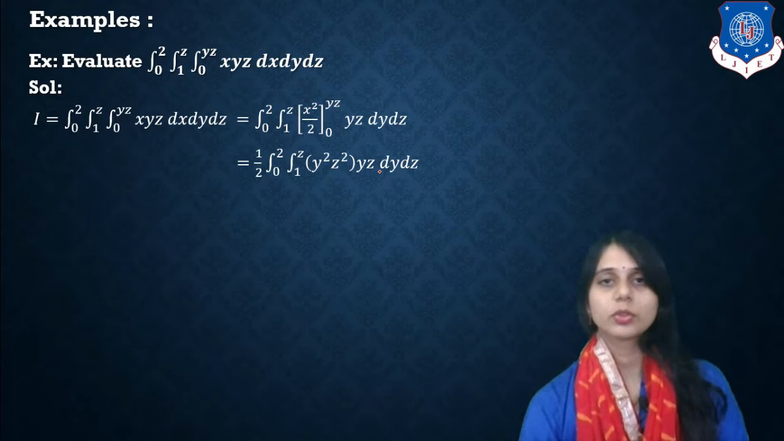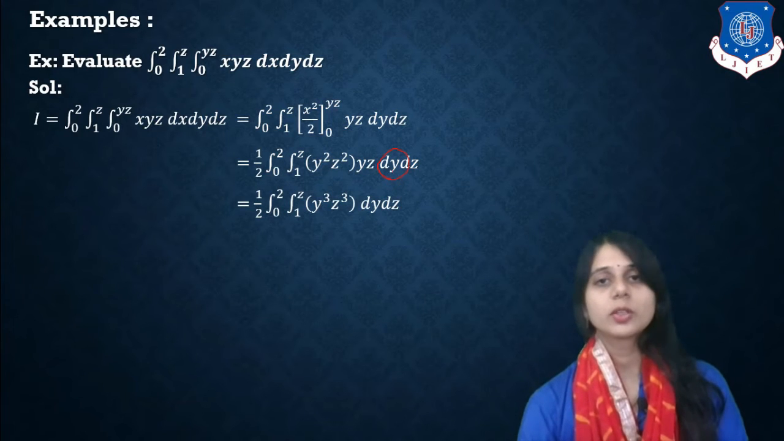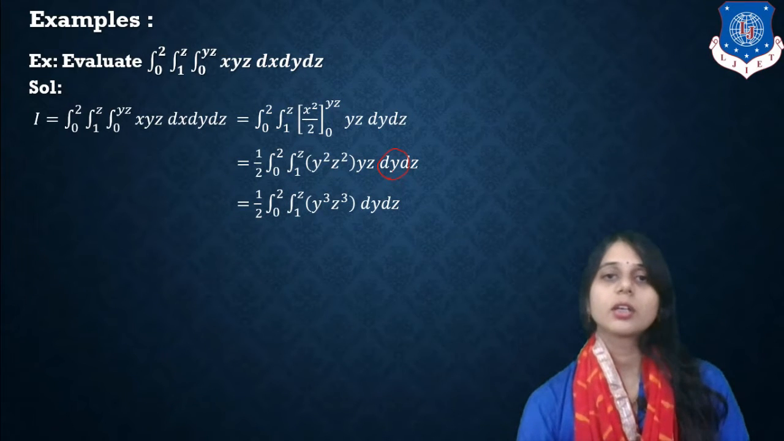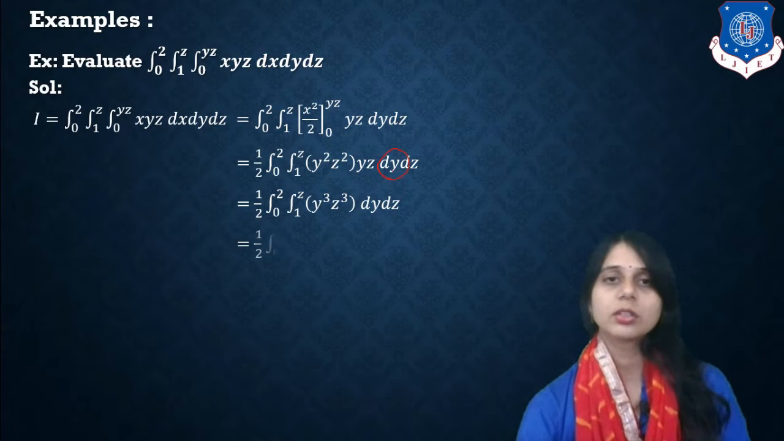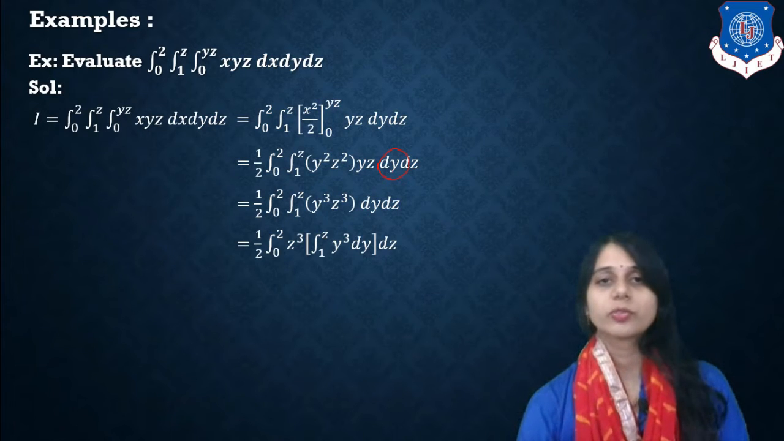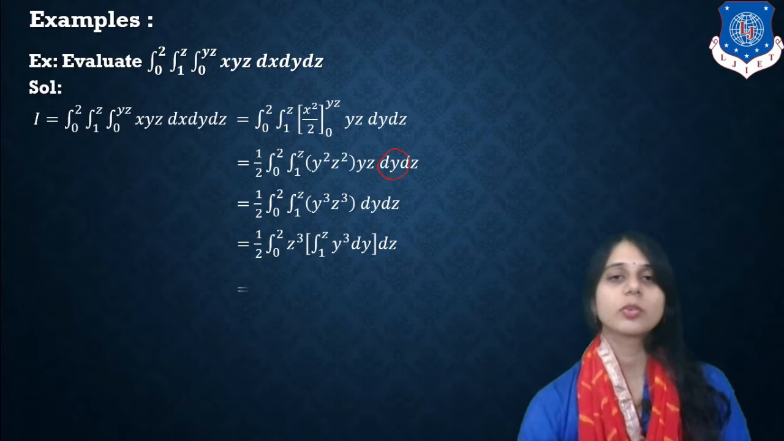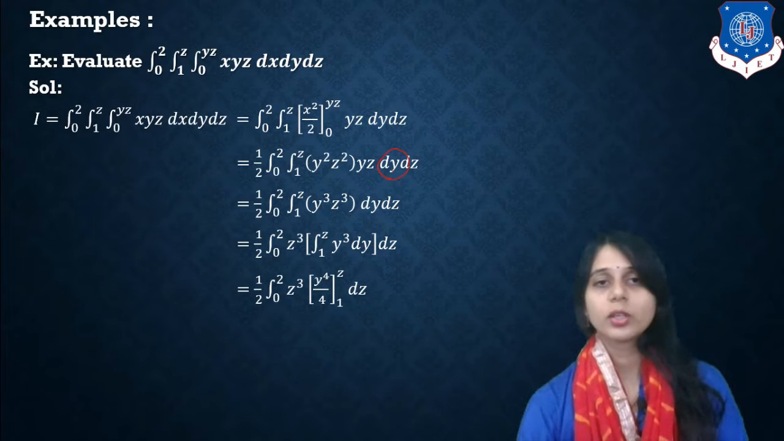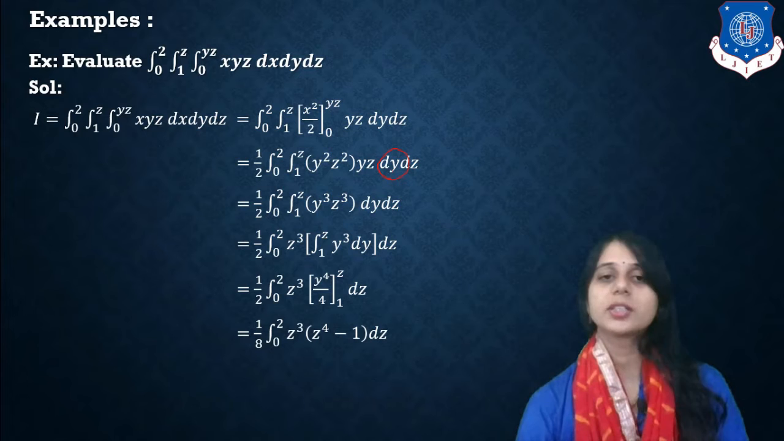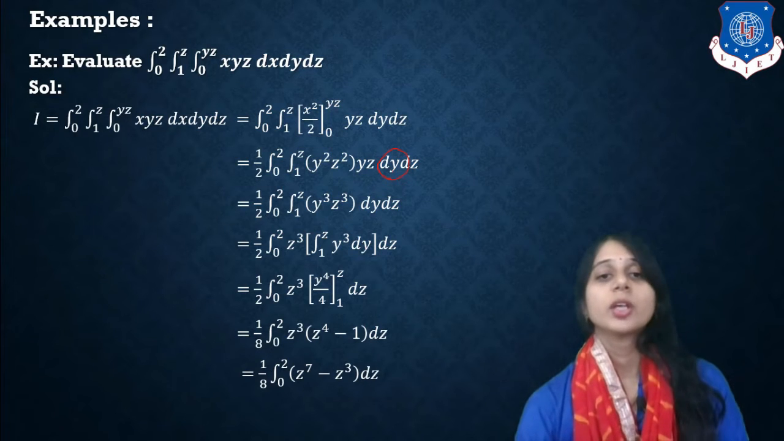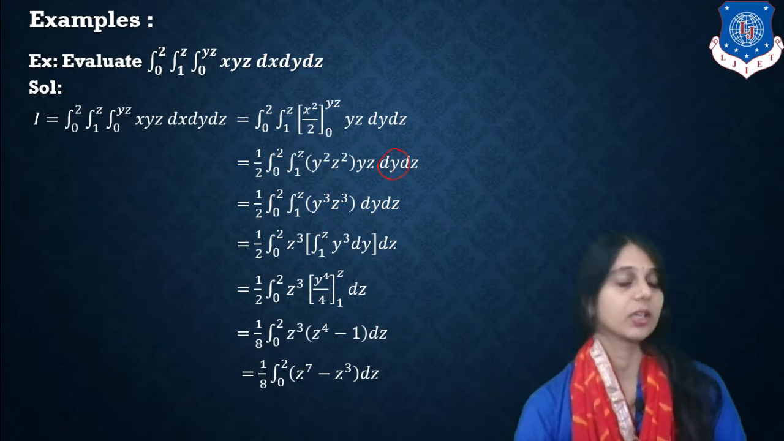Now, we integrate with respect to y. So, we have y cube z cube. If we integrate with respect to y, at that time z is constant. So, we say that it is y cube dy and integration of y cube is y raised to 4 by 4. Putting the limits z and 1 as upper and lower limit, we get z raised to 4 minus 1. Multiplying with the z cube, we get z raised to 7 minus z cube dz.